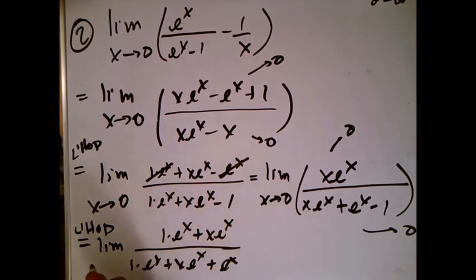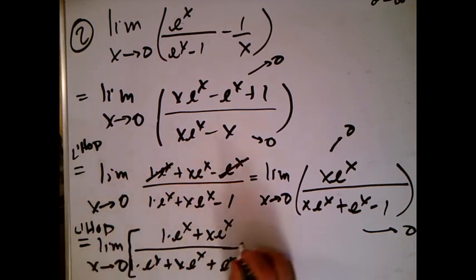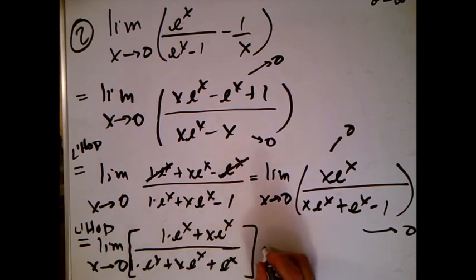Here we go. Now let's see here. When I plug in 0 on top, I don't get 0 anymore, right? So no matter what happens, I'm done using L'Hopital's rule. When I plug in 0 on the bottom, I'm going to get 1 plus 0 plus 1, that's 2. And there's our answer. Right?